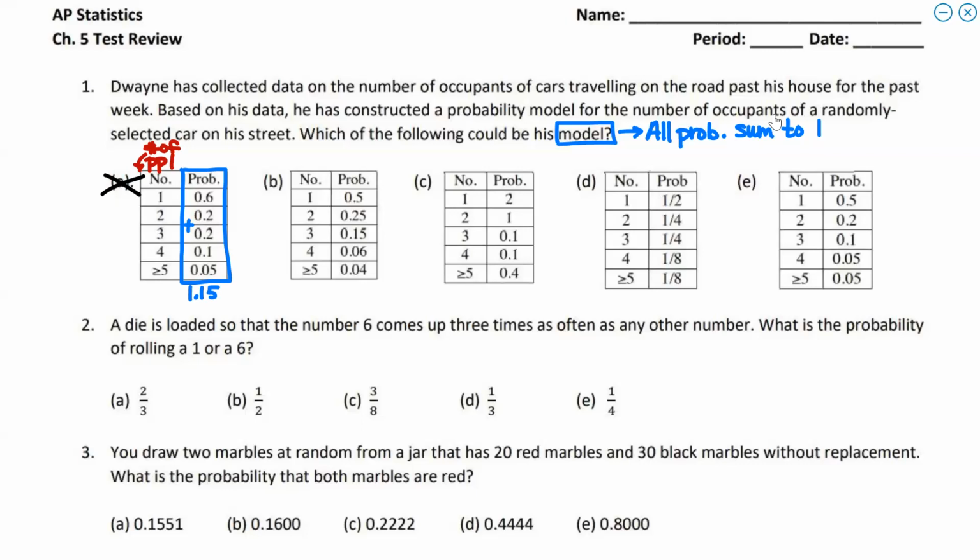When I look at option B, these probabilities here, when I take them all and I add them, 0.5 plus 0.25 plus 0.15 plus 0.06 plus 0.04. That adds to 1. Before I make my final decision, we got to read all the options and then go and find the best one that answers. Will this sum to 1? No, that adds to 3.6. Definitely not this one then.